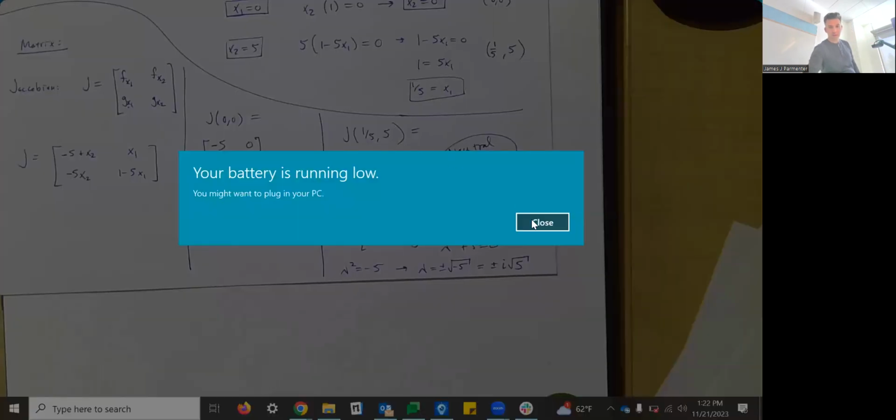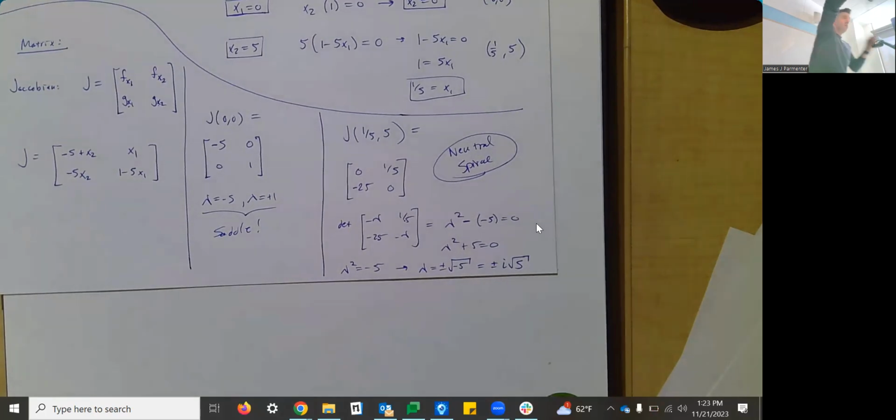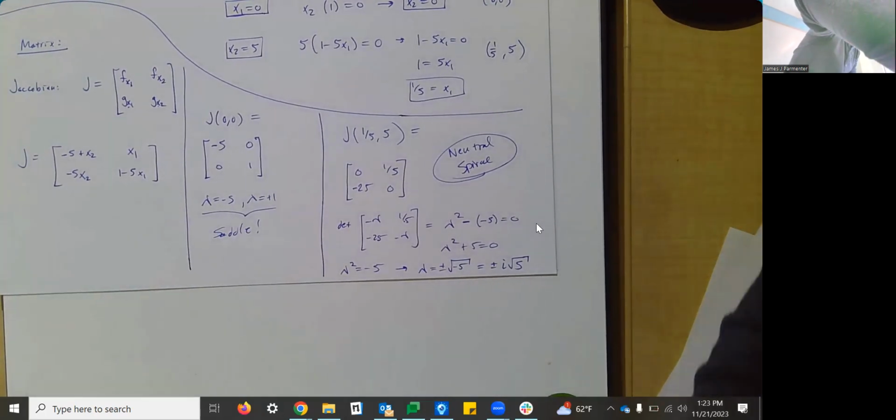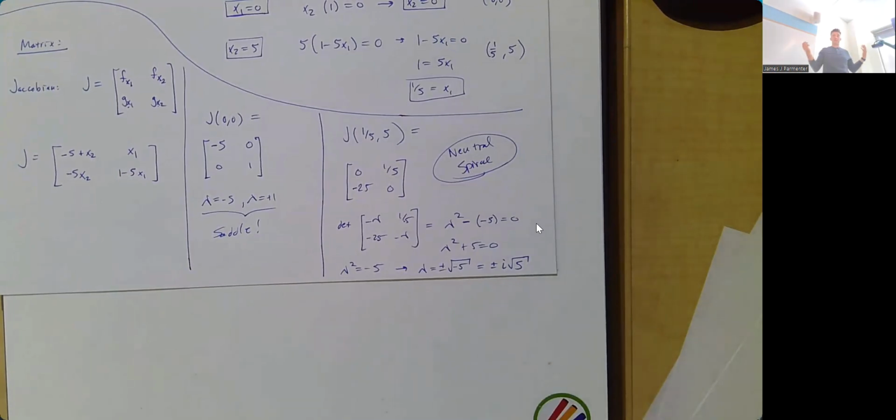Oh, shoot, I forgot to explain something. Why do I have a spiral? Anybody, why do I have a spiral? Because my eigenvalues are imaginary numbers. Why is it not unstable or stable? Right, exactly, because the real part is 0.